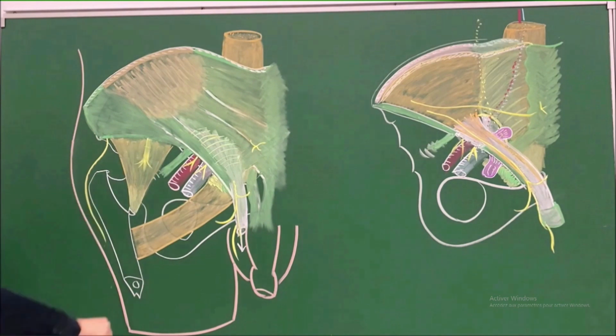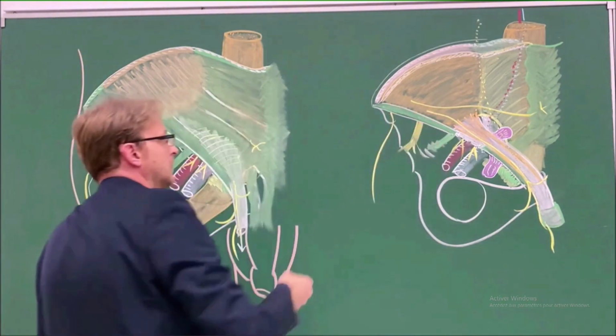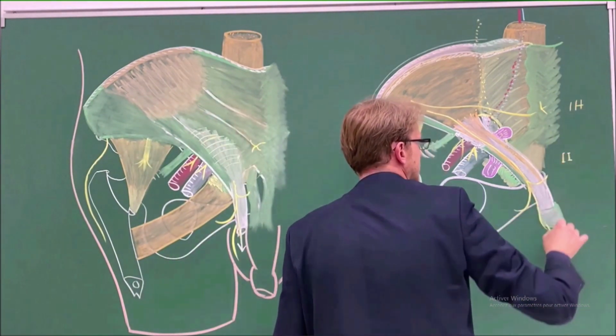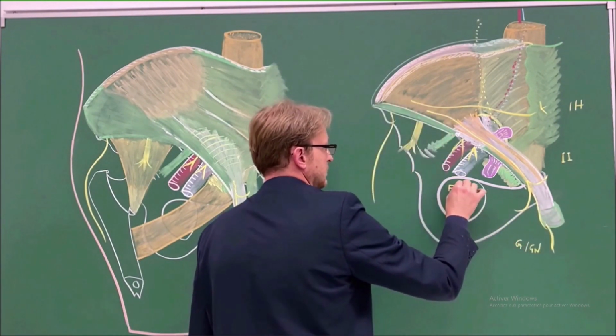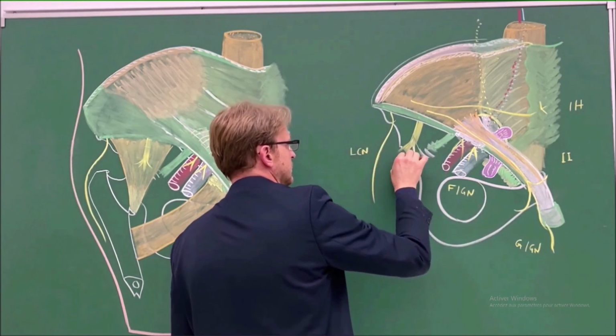Here we can find the lateral cutaneous nerve coming from L2 and L3, and the femoral nerve. Once again, iliohypogastric, ilioinguinal, genital branch of the genitofemoral nerve, femoral branch of the genitofemoral nerve, lateral cutaneous nerve, and the femoral nerve.